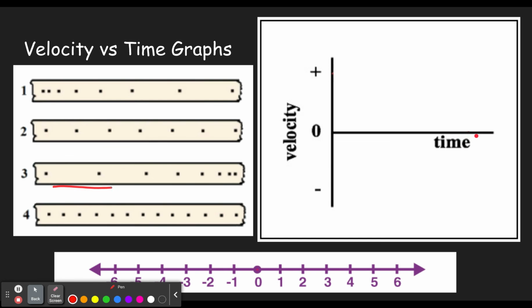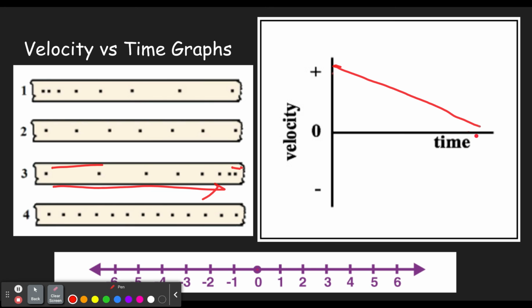All right, number 3 we see here is going this direction. It starts out going fast, a lot of distance each second. So that's up here close to the top of our graph. And by the end, we're going slow. Maybe we even come to a stop and hit 0. So we're getting closer and closer to 0 as time goes on.